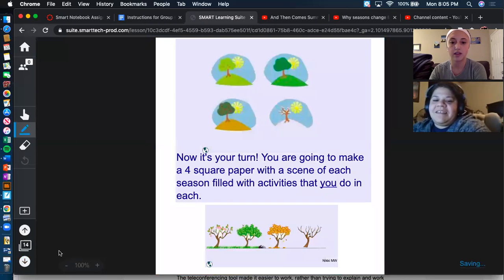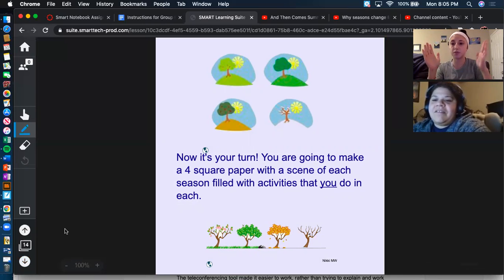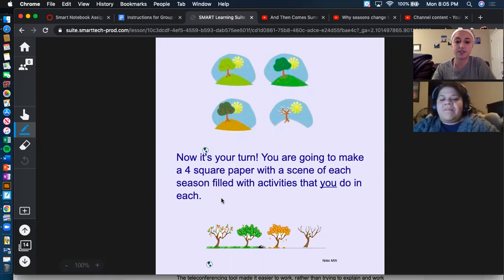Really cool. And then this is where we end our lesson. This is where students are just going to take a normal piece of paper, fold it four ways, open it back up, and it's going to have four little quadrants. And they can show activities that they like to do in all four of them and make each one look very distinctly like its season. So each box needs to look very summer, very spring, very fall, very winter. And then this gives students a chance to really show what they know.